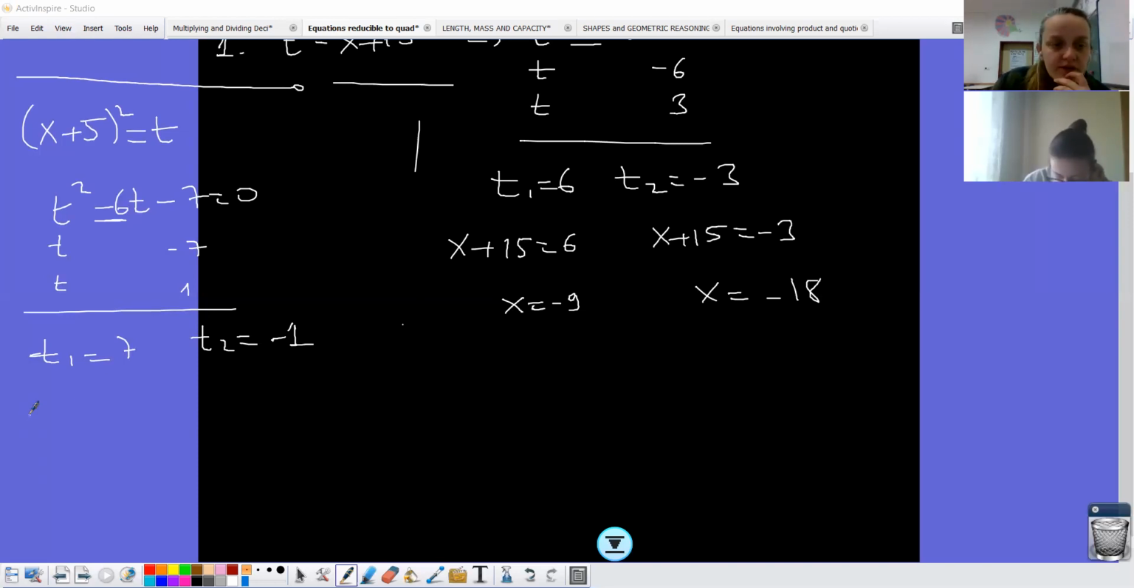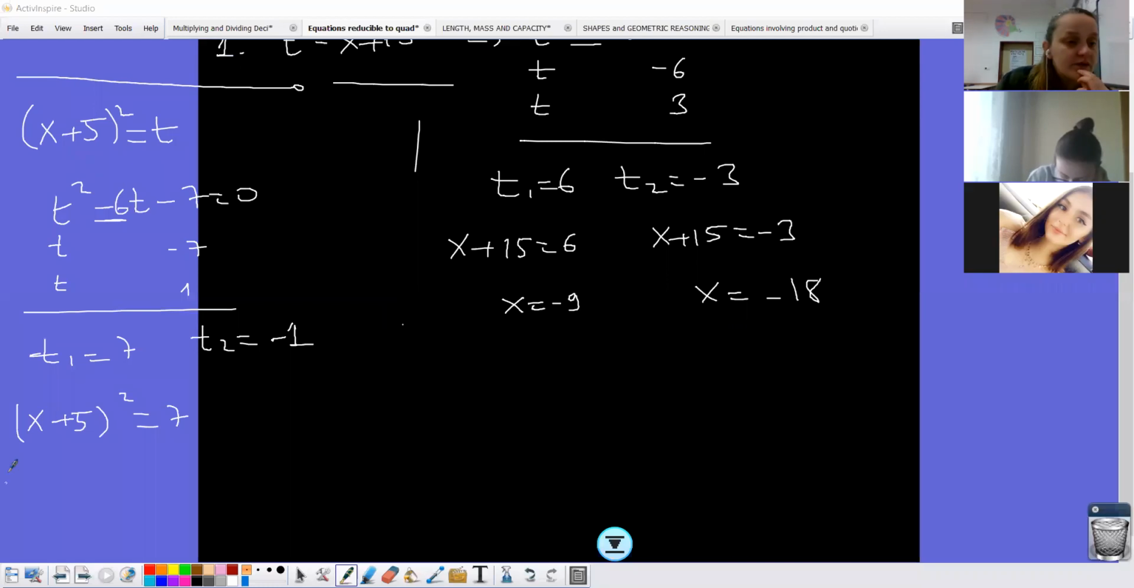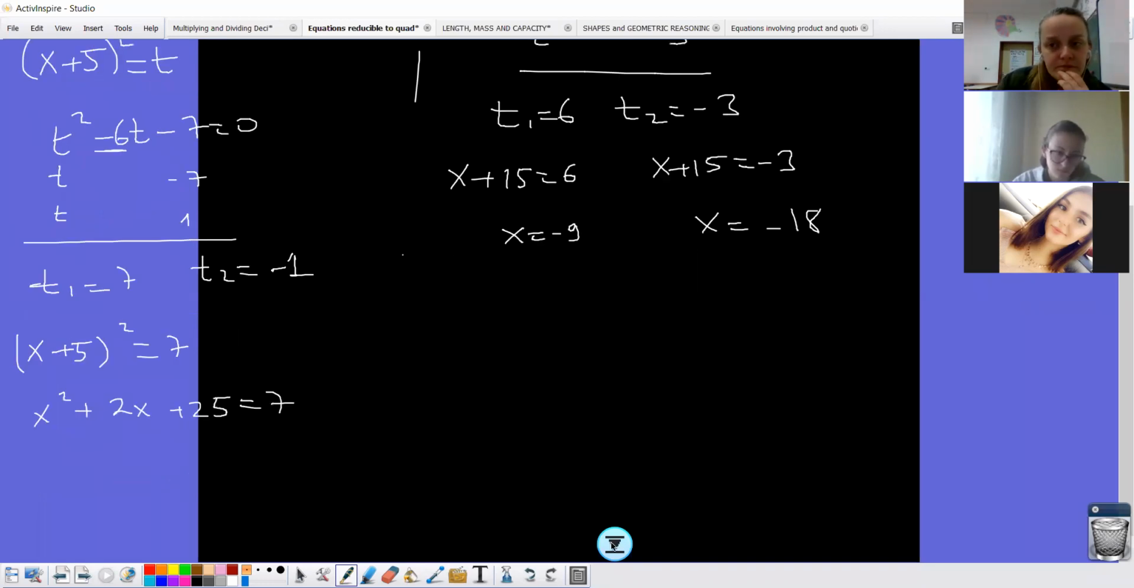And now we will have x plus 5 squared as 7. And when we open this one, what we'll get? x squared plus 2x plus 25 is equal to 7, yes?